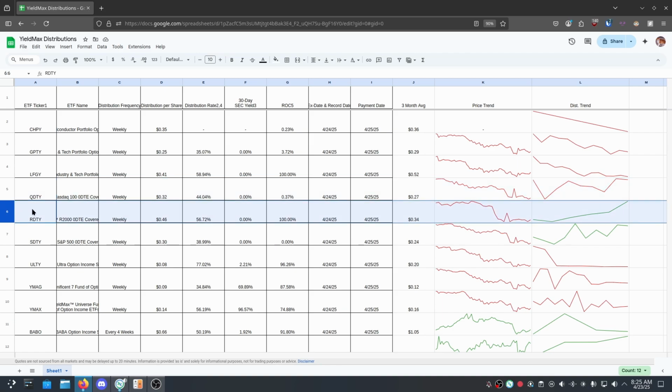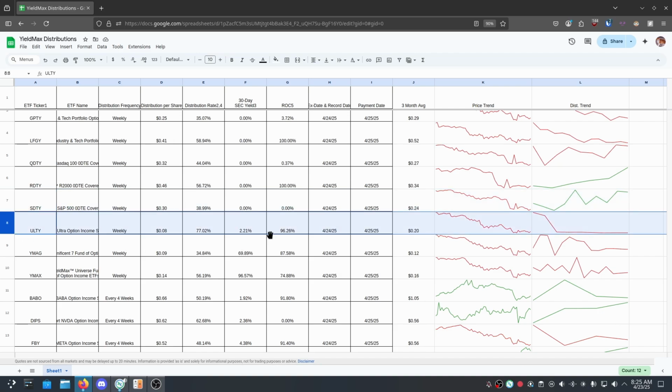But RDTY, we have 46 cents with the 3-month average being 34 cents. So the price is definitely getting killed, obviously, but the distribution trend is actually rising, which is pretty nice. SDTY, we have 30 cents with the average of 24 cents. Same story there. That's good to see.